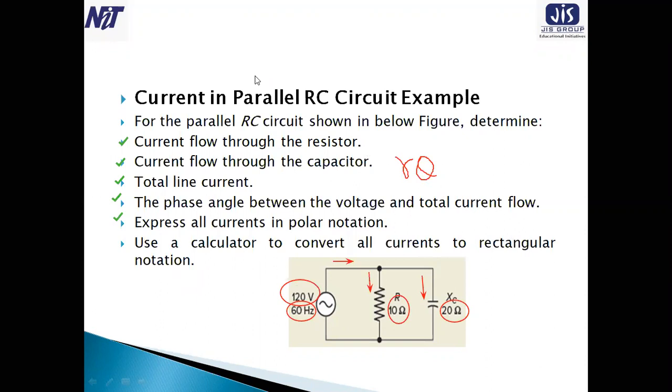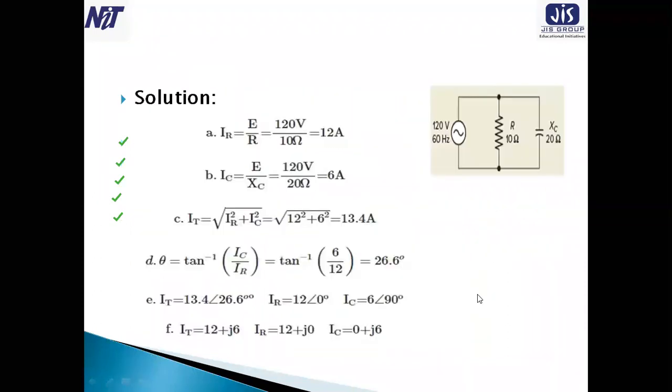We need to calculate. Now values are given, everything is given, question is given. So no doubt now we can easily solve it. The solution is very easy. You already know how to solve it because you know that IR equals E by R. IR is the current across the resistor.